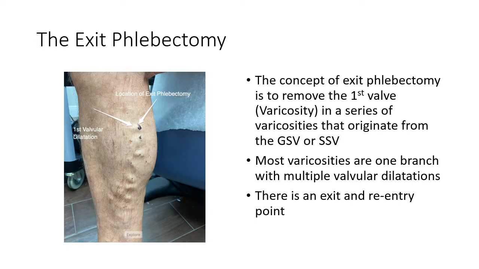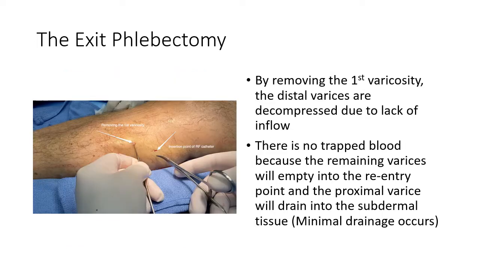Most varicosities are just one branch with multiple dilatations. There is an exit point and a re-entry point, which we'll demonstrate in a little bit. By removing the first varicosity, the distal varices are decompressed due to lack of inflow. There is no trapped blood because the remaining varices will empty into the re-entry point, and the proximal varices will drain into the subdermal tissue. Now, there's minimal drainage that occurs once these are decompressed. The total volume in the varicosities is actually very small.